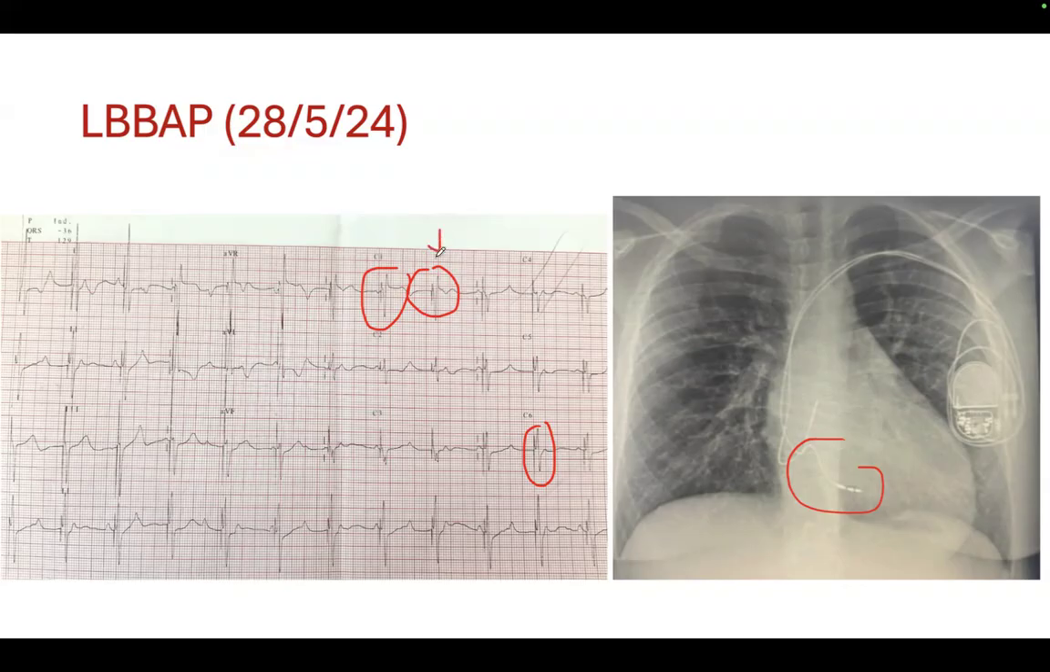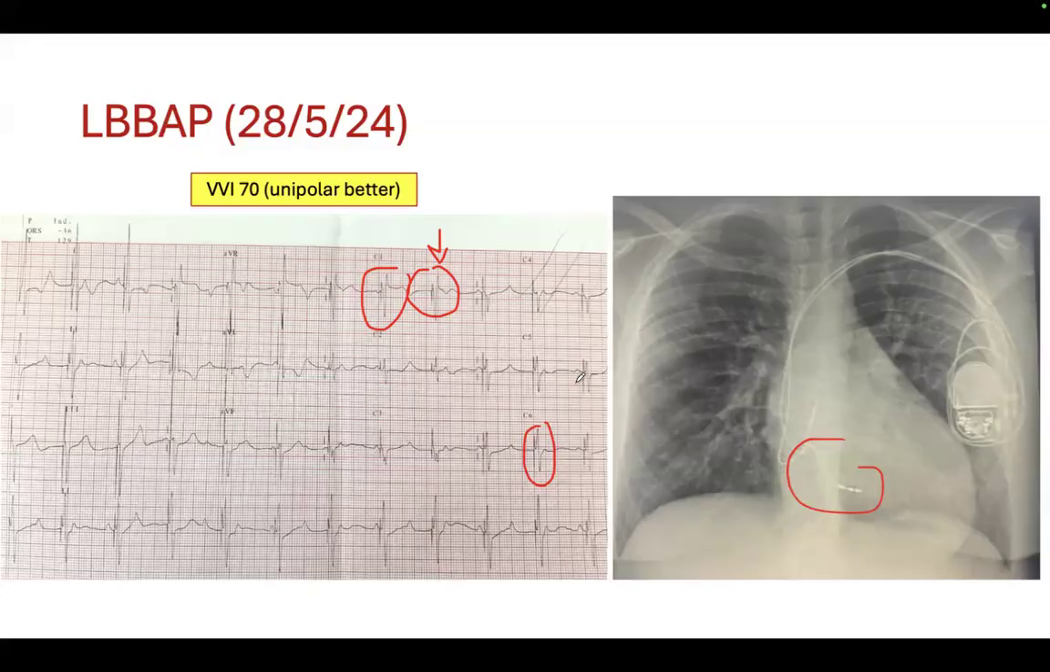So this is right bundle branch block morphology, which is a sign that we are actually pacing the left bundle. It's a good sign. Understood, guys? In addition, the QRS is nice and narrow. Understood, guys? Yes.